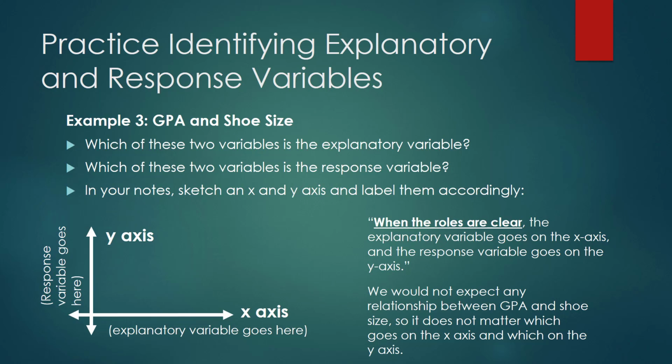For example, I could have a high GPA and small feet. I could also have a high GPA and large feet. It's equally likely that I might have a low GPA and small feet. It's also equally likely that I would have a low GPA and large feet. So we don't anticipate a relationship between these two variables, so it doesn't matter which one we would put on the x or the y-axis, because again, we are not expecting any kind of correlation between these two variables.